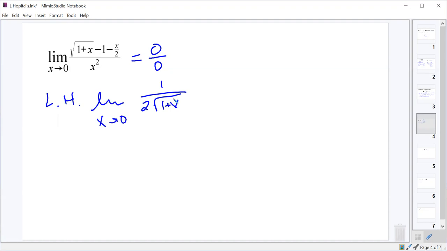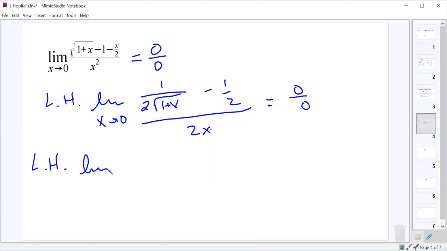And what about minus x over 2? Minus 1/2. And then in the denominator, 2x. So if you plug in 0, what do you get? 0 over 0. Still 0 over 0. So we will reapply L'Hopital's rule a second time.